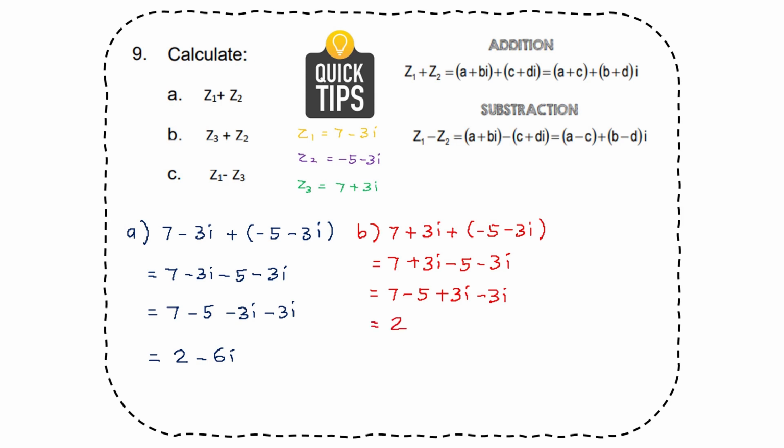And the last one is question C. Z1 minus Z3. So your Z1 is 7 minus 3i minus 7 plus 3i. And it will be 7 minus 3i minus 7 minus 3i equal 7 minus 7 minus 3i minus 3i, and the answer will be negative 6i.